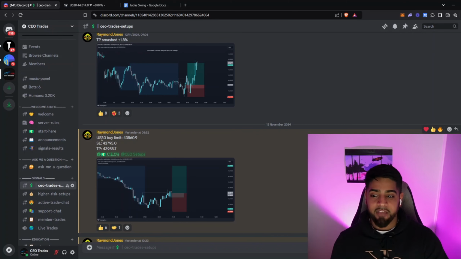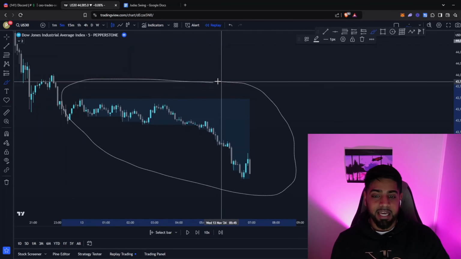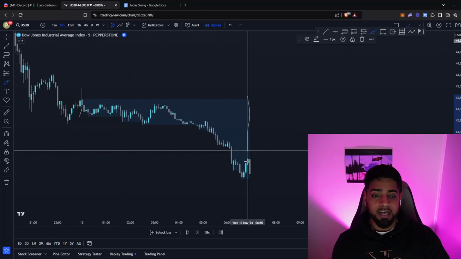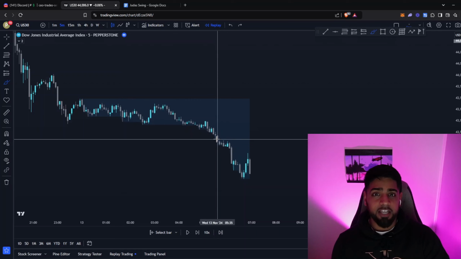So yesterday at 8:52, I sent this US30 buy limit into the VIP group. Step 1, we come onto our charts and we identify the Asia session range. Now again, this is between the times of midnight and 7 a.m. UK time. So once we've identified the range, we're then simply going to wait for a sweep of either the high or the low.